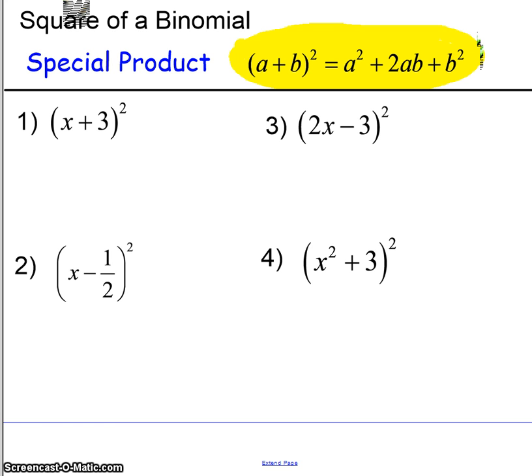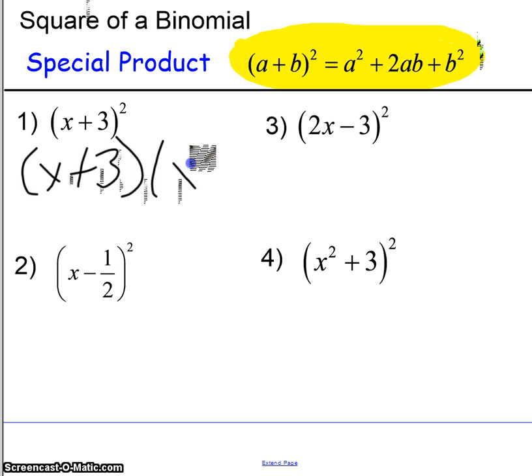So here we go. If you know this formula, you can skip the step where you rewrite this as two separate binomials and then FOIL them, okay? So I don't have to go through the 3 steps that would take. I'm going to use this formula for a shortcut.